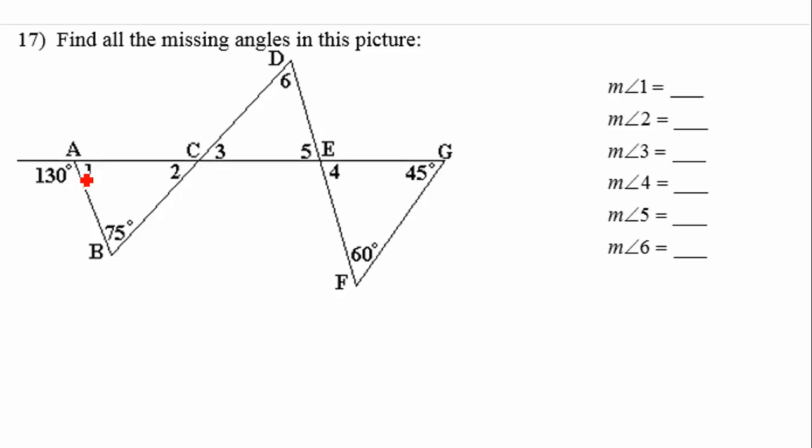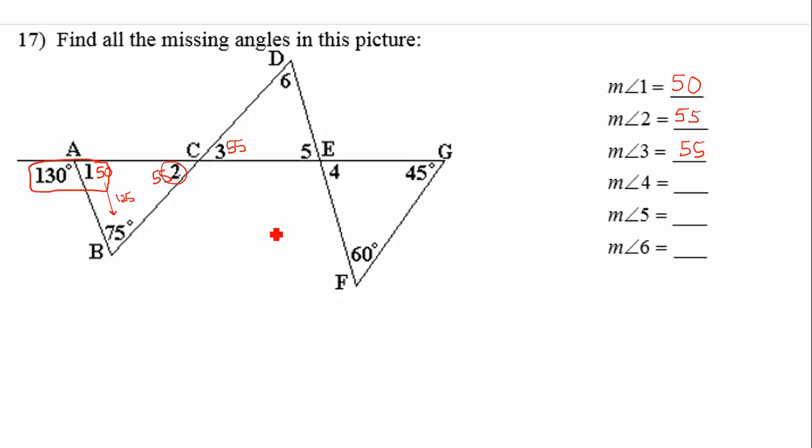Let's go ahead and fill in number 17 here. Starting with angle 1, you have a 130 degree angle right here next to this angle 1. Those two must make 180 degrees together, so you know that angle 1 has to be 50 degrees. If angle 1 is 50, then angle B down here is 75. That means angle 2 is whatever's left out of 180 for that triangle. So I've used up 125 so far. That leaves me with 55 for angle 2. So if angle 2 is 55, then I have angle 3 equal to that because they're vertical angles. So this one is 55 as well.